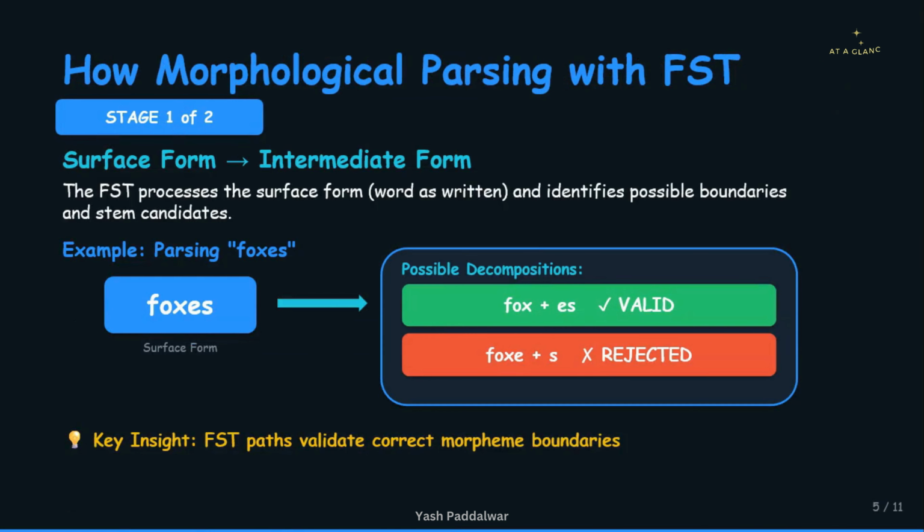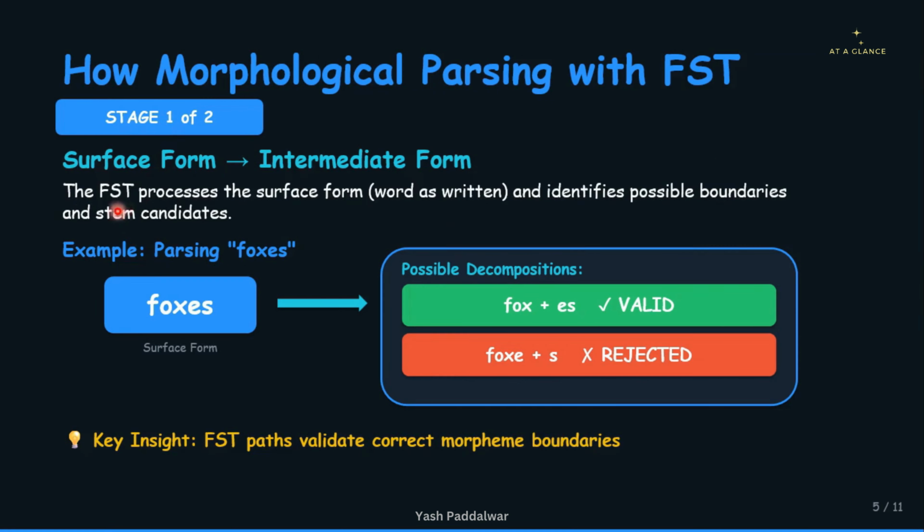So I hope it is clear. Now, how the morphological parsing with FST works. How it actually gets done. There are two stages over here that you need to understand. The very first stage is surface form to intermediate form. Basically the FST processes the surface form word as written and identifies the possible boundaries and stem candidates.